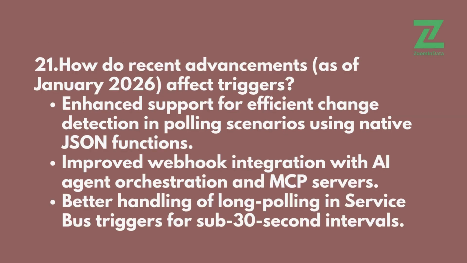How do recent advancements, as of January 2026, affect triggers? Enhanced support for efficient change detection in polling scenarios using native JSON functions. Improved webhook integration with AI agent orchestration and MCP servers. Better handling of long polling in service bus triggers for sub-30-second intervals.